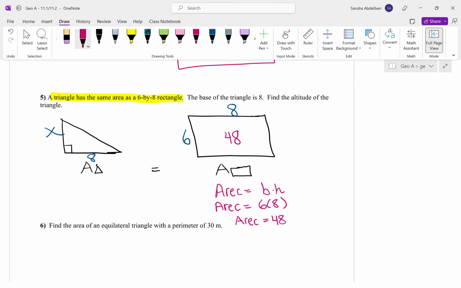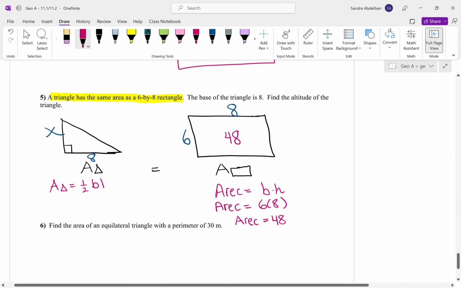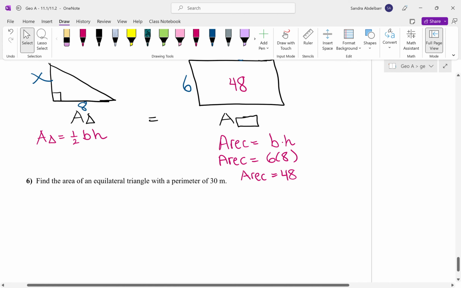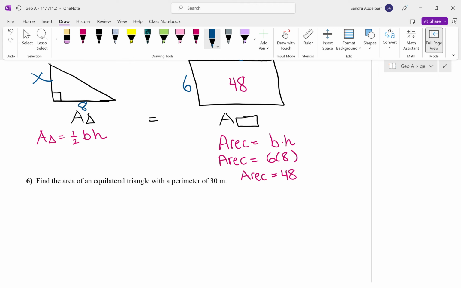So now we want to find the altitude of the triangle, but it has the same area as the rectangle. So area of the triangle is half base times height. What do you think I'm going to put in for that area of the triangle? What number am I going to put there? 48. Yeah, we're going to put 48.